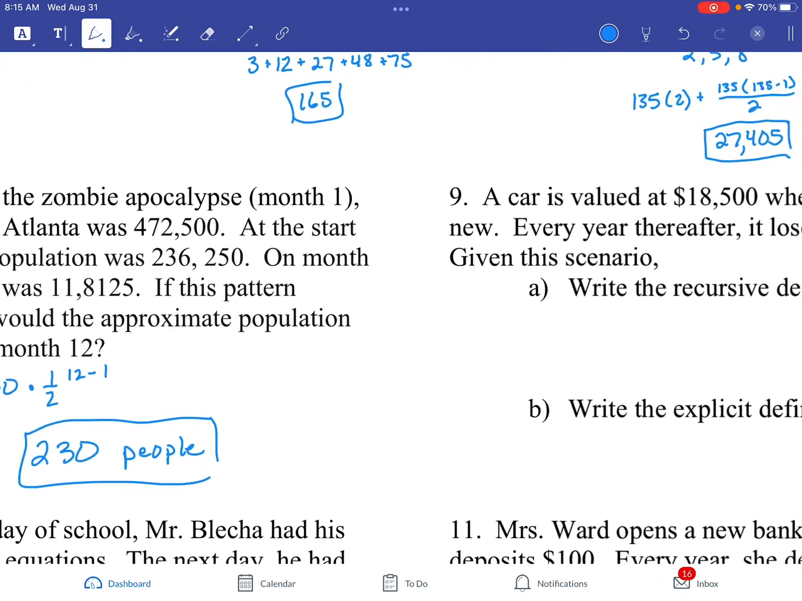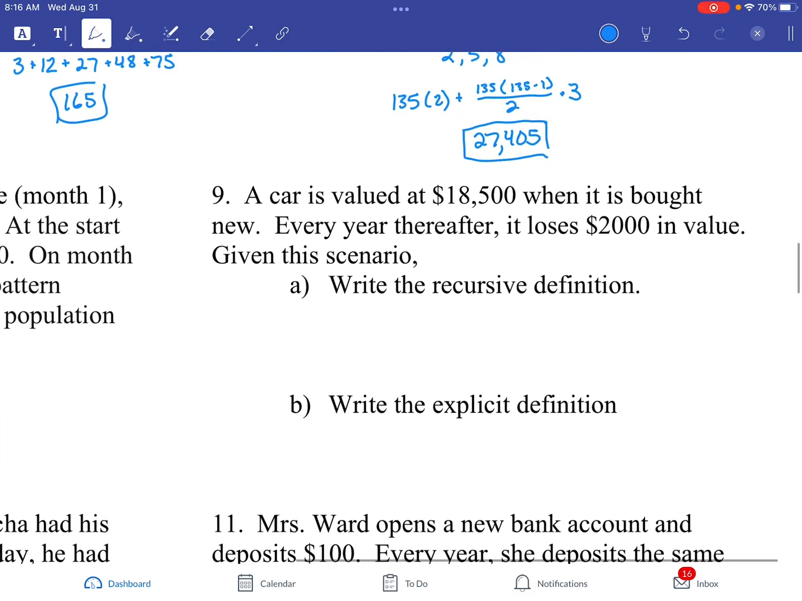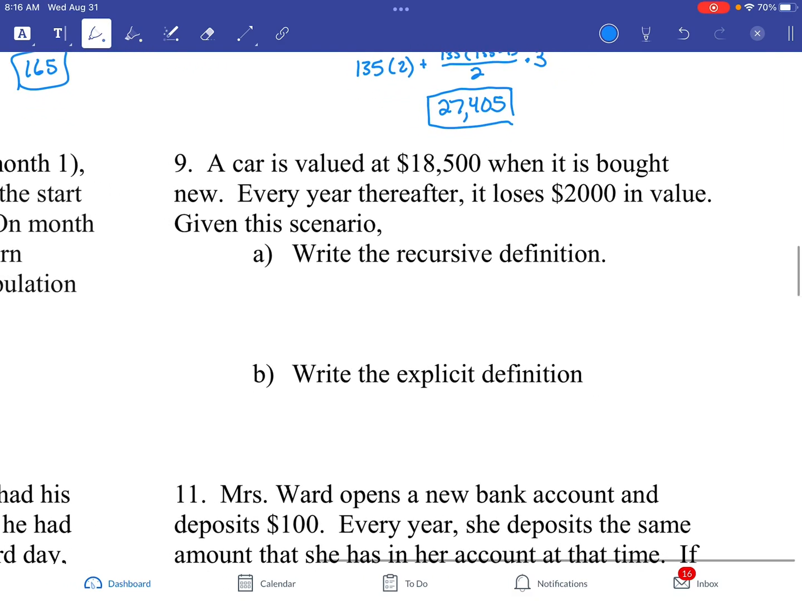Number 9. A car is valued at $18,500 when it is bought new. Every year thereafter, it loses $2,000 in value. Given the scenario, write the recursive definition.